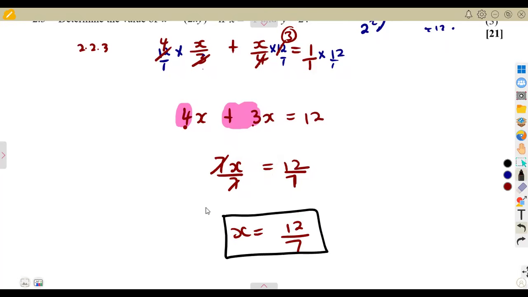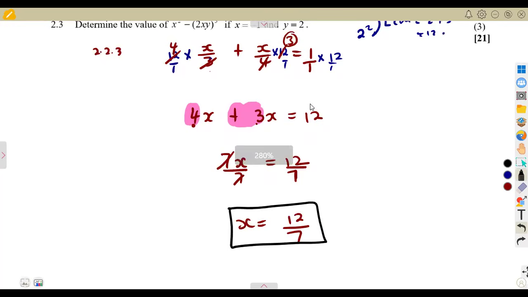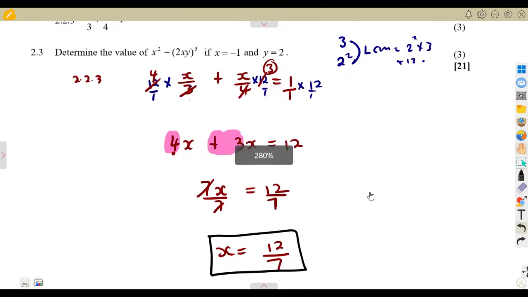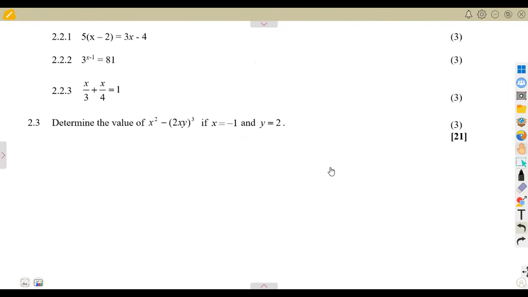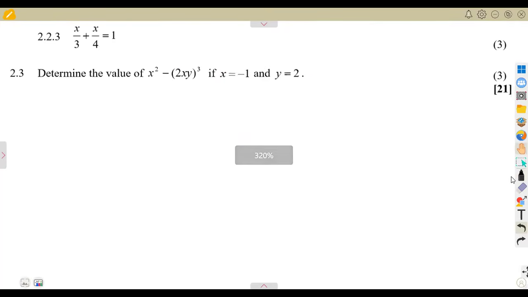So you have to be careful. You're supposed to be very, very careful in your simplification. So someone is asking, what if I just added these two, because these two fractions are being added together? What if I just added these two fractions? This is x over 3 plus x over 4, which is equal to 1.